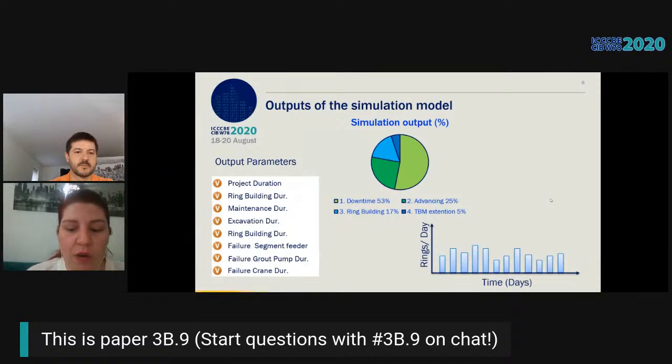The output of our simulation model gives, for example, the number of rings installed per day, the downtime due to technical failures, and the downtime due to disturbances in the logistics, transportation, and also the delivery and the supply chain.